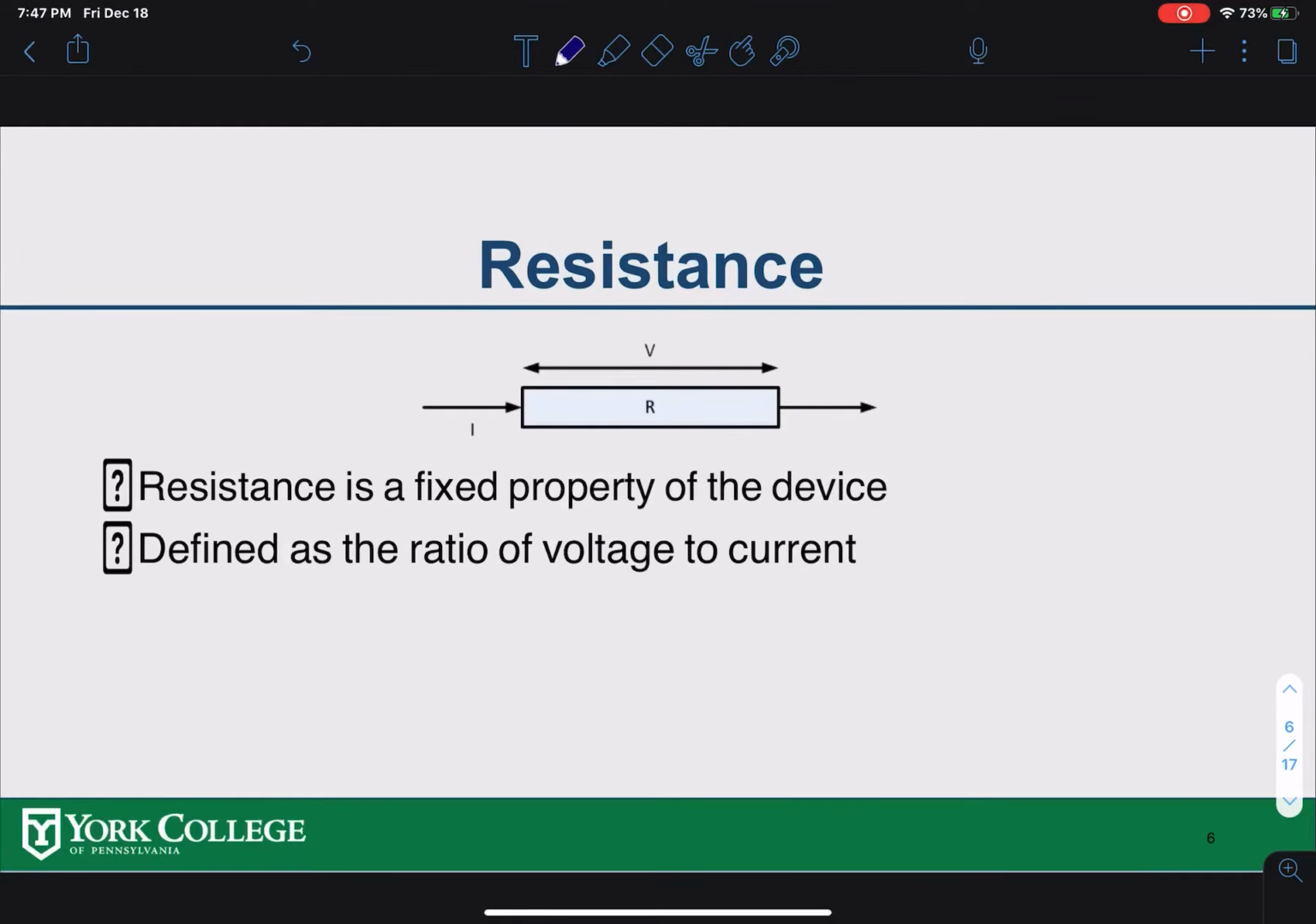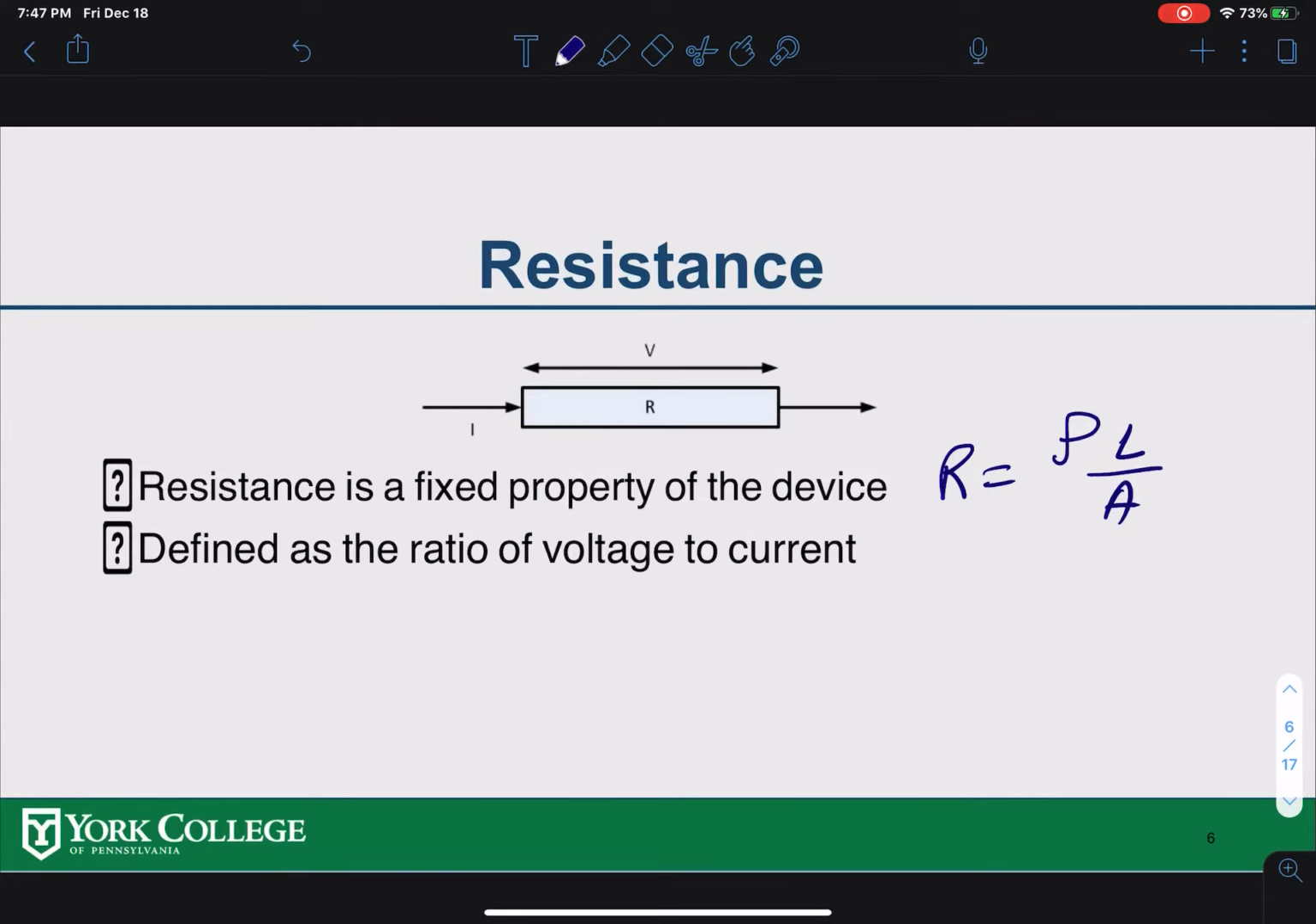Let's look at the resistance. Resistance is a fixed property of the device. That means electrically fixed property of the device means that resistance has this equation over here, rho L over A. You have seen that before. So that depends on length, cross-section area, and the resistivity rho. So this is fixed for a fixed device.